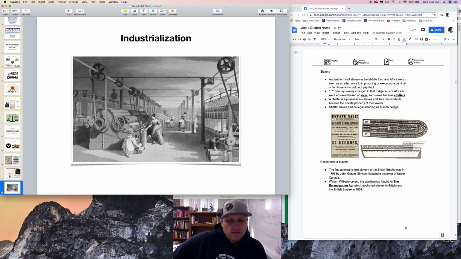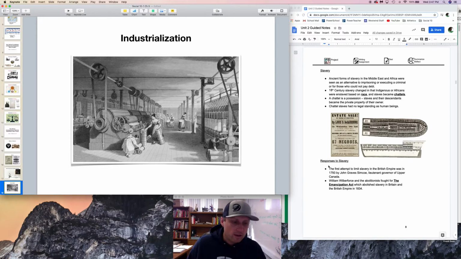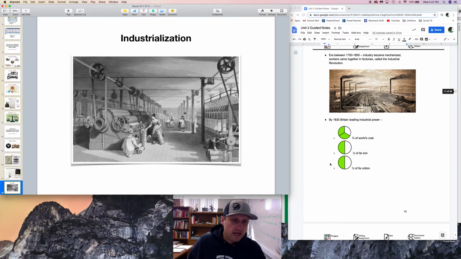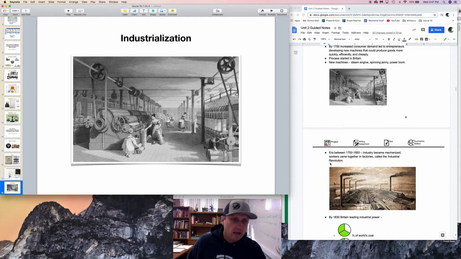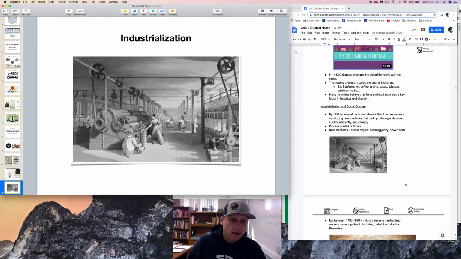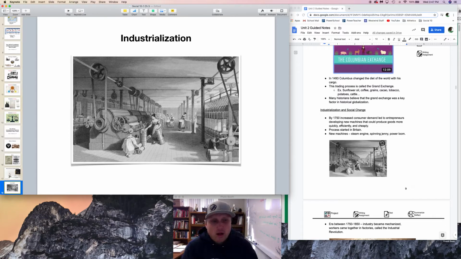Industrialization, we talked a little bit about this, maybe not as much as we should have. And I'm now over into page 10 of your notebook. If you turn to page 10, or page 9 actually, beginning at the bottom of page 9, the Industrial Revolution started in England.